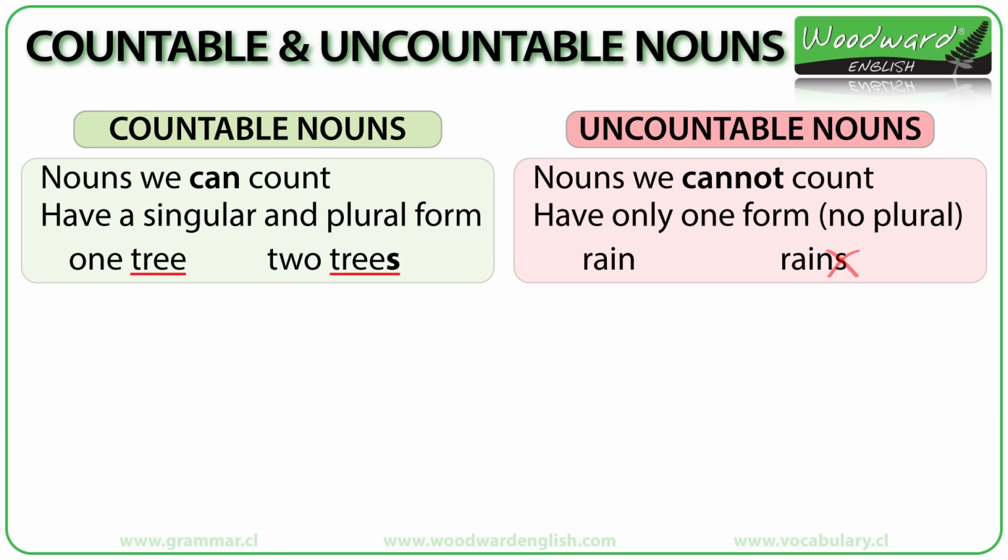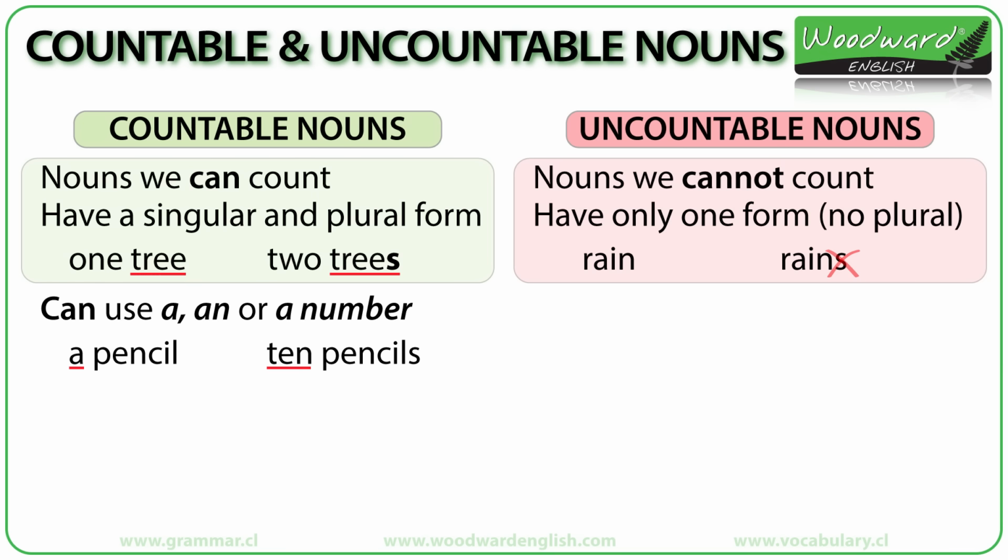As we can see, countable nouns have a singular and plural form. Tree is singular, and trees is plural. But uncountable nouns have only one form, and there is no plural form.